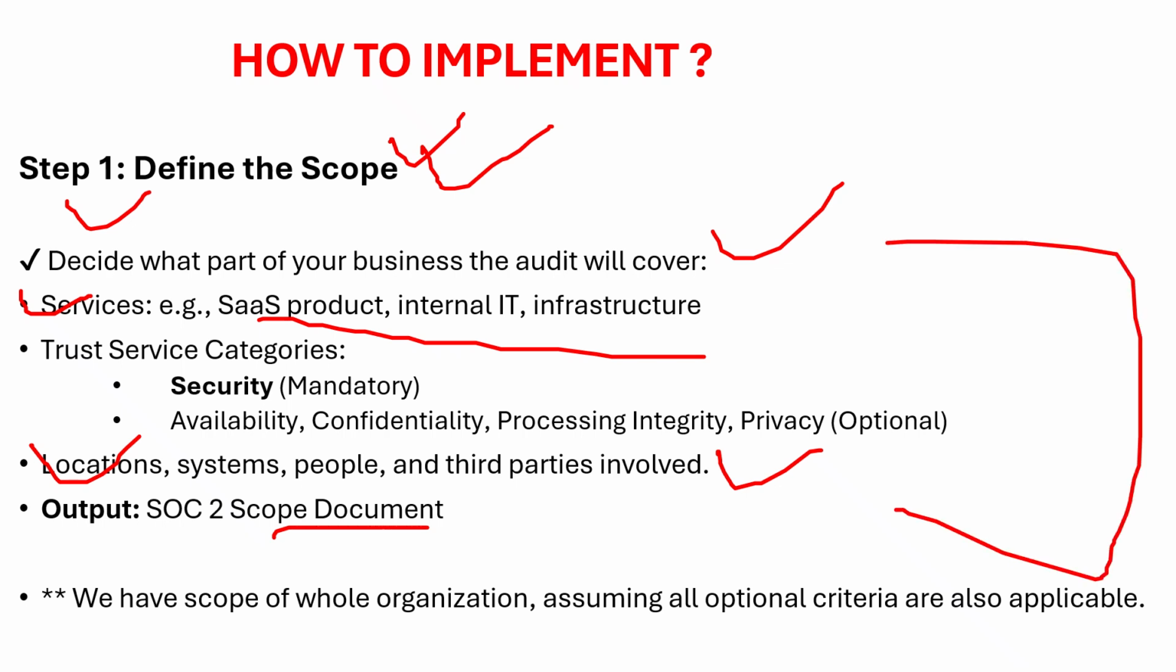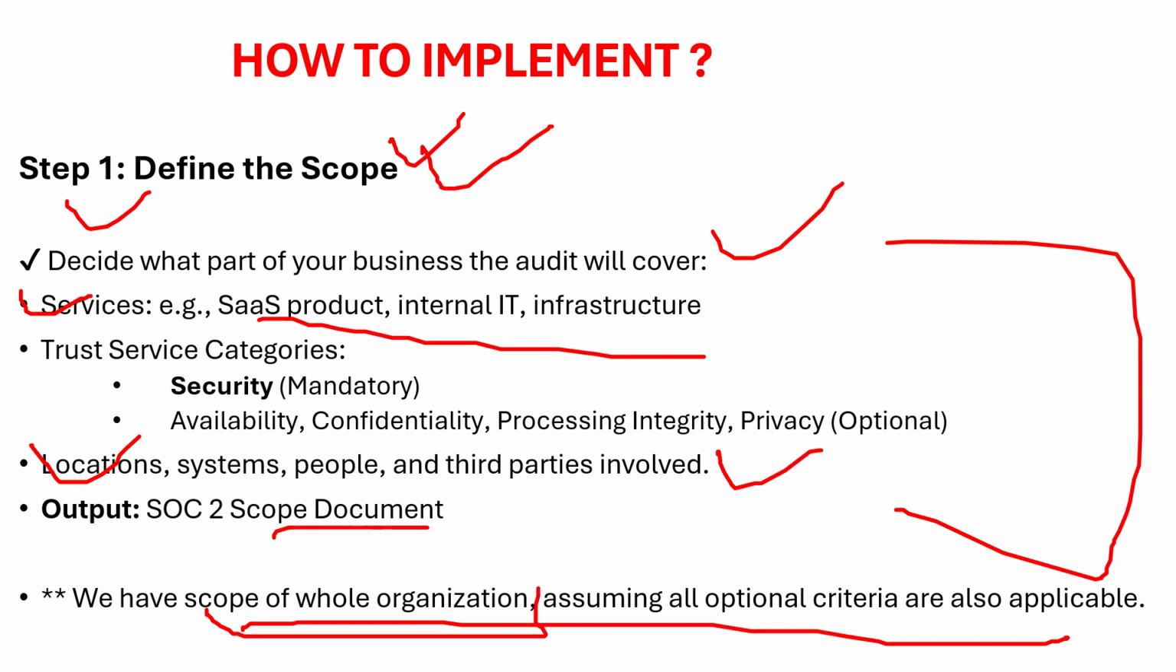Okay, you can read this, but since in the question it is mentioned that you need to implement SOC 2 for a financial organization, for a financial organization all the things are mandatory. All the optional criteria are mandatory, and security is automatically mandatory. So we need to cover the scope of the whole organization.